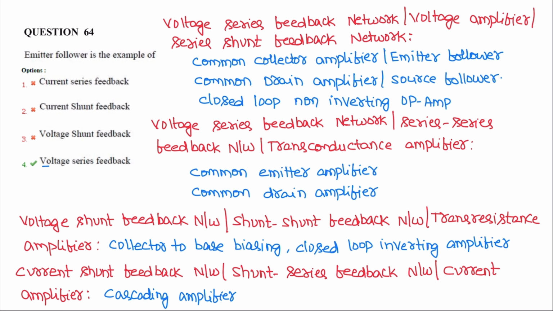Question number 64. Emitter follower. It is an example of. So let us see different feedback networks. Voltage series feedback or voltage amplifier, series shunt feedback amplifier. The examples of voltage series feedback are common collector amplifier, also called emitter follower, common drain amplifier or source follower, closed loop non-inverting amplifier. Examples of voltage series feedback.